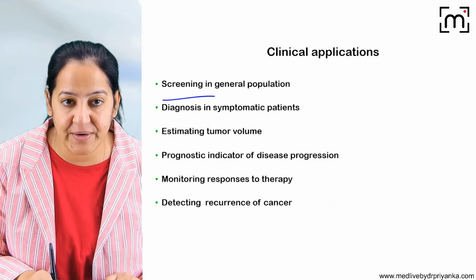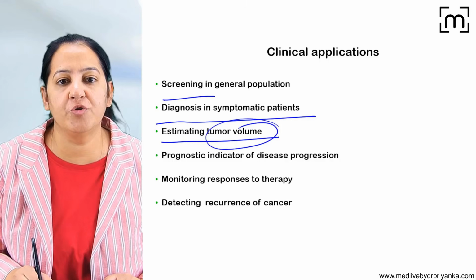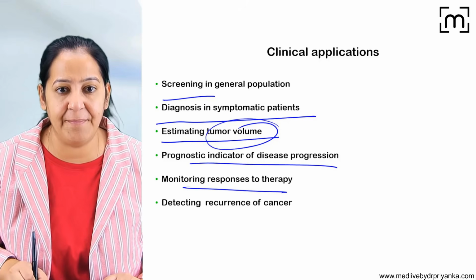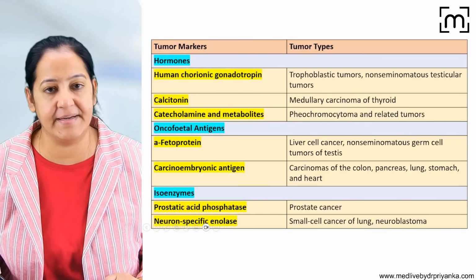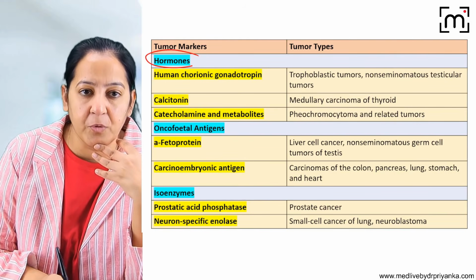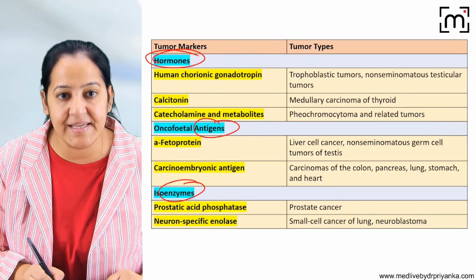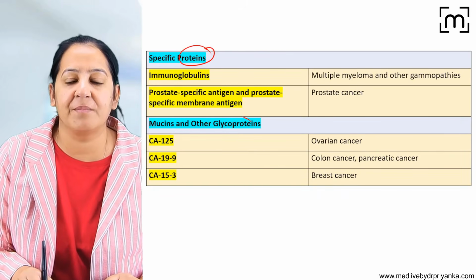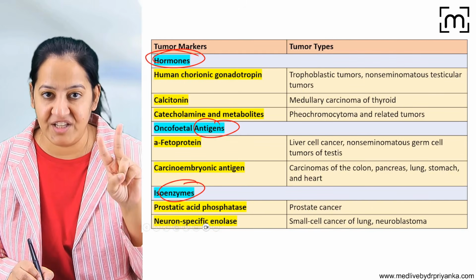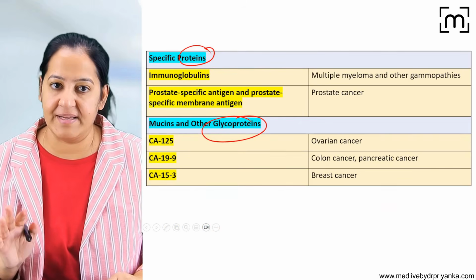Okay, it is used for screening, for diagnosis in symptomatic patient, for estimating the volume of the tumor, for looking at the indicator of disease progression, monitoring the therapy, and looking at the recurrence. That is the applications. Now list it. We have to learn the examples. Some of them are hormones which are secreted by the tumor in the blood. Some of them are antigen. Some of them are enzymes. Some of them are protein, and some of them are glycoprotein. Divide them in 5 categories: hormone, antigen, enzyme, protein, and glycoprotein, and learn the particular examples.